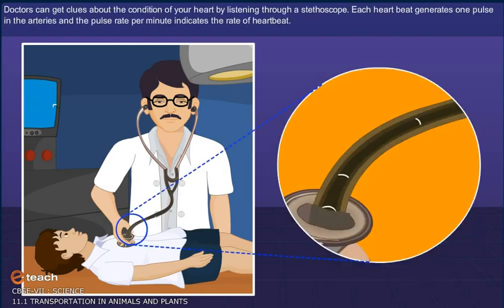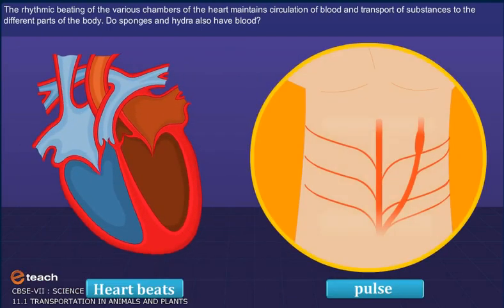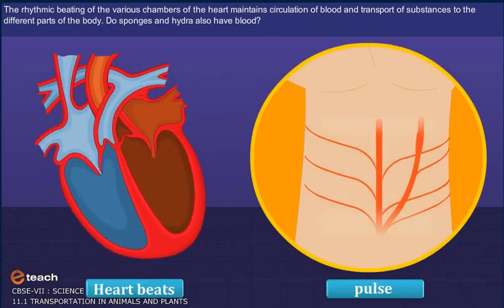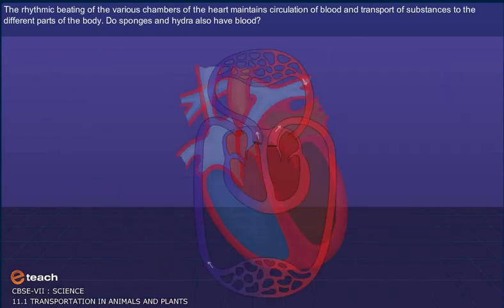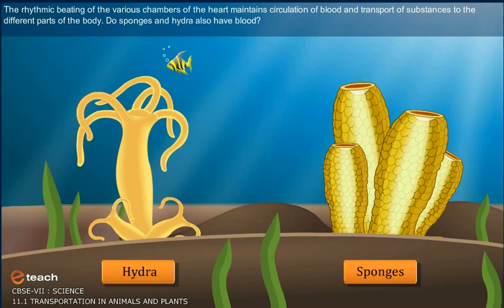Doctors get clues about the condition of your heart by listening through a stethoscope. Each heartbeat generates 1 pulse in the arteries, and the pulse rate per minute indicates the rate of heartbeat. The rhythmic beating of the various chambers of the heart maintains circulation of blood and transport of substances to the different parts of the body.